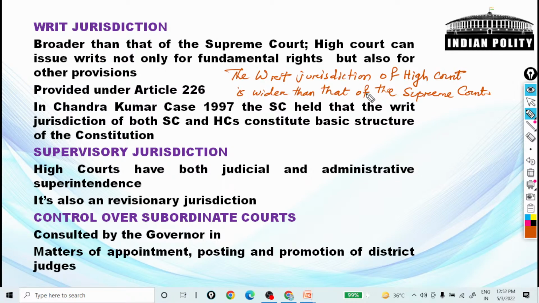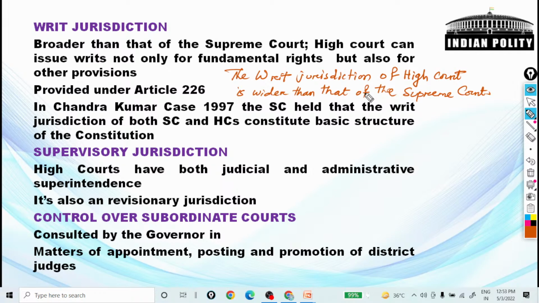So in a democratic country where justice is the most sought after thing, we require writ jurisdiction for the enforcement of rights. That is Article 226.